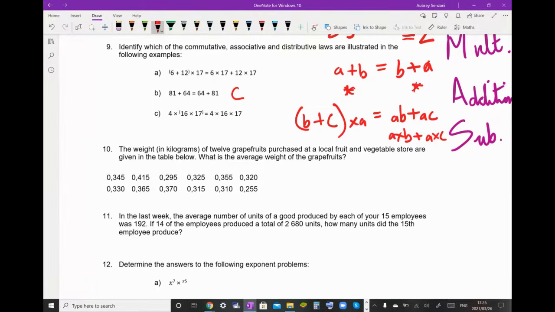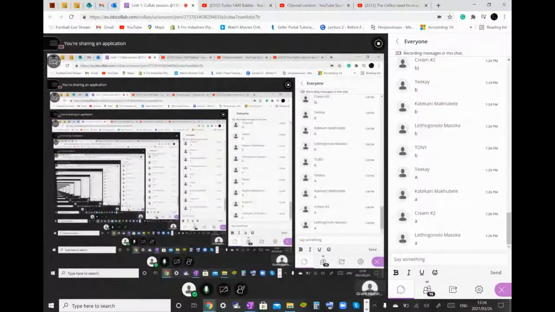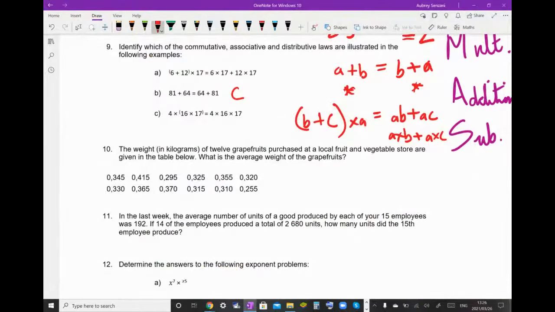Okay, maybe I heard something there in the chat. Let's hear what's going on. Oh, you guys are answering right away. No time wasting, eh? Let's see, is it A? It is definitely A. So this is your distributive law. Right, so then your associative law.